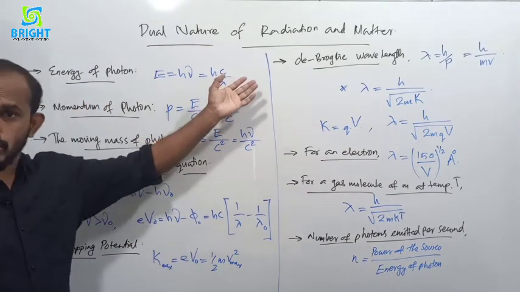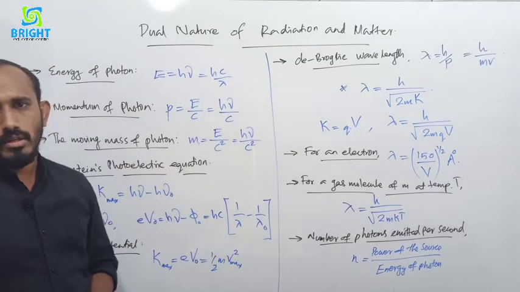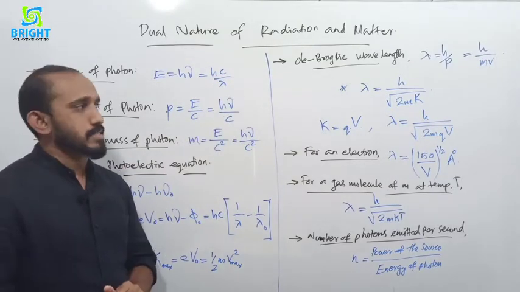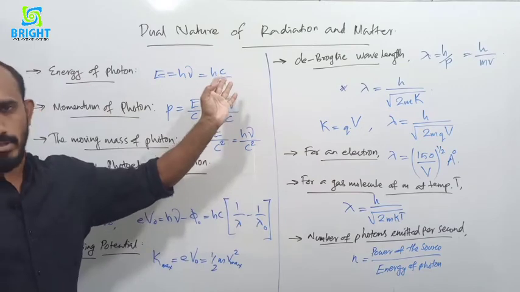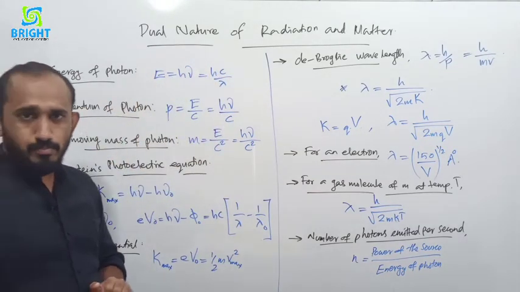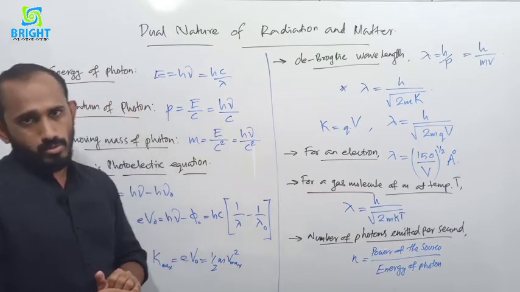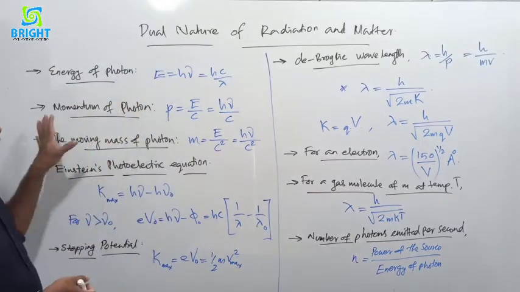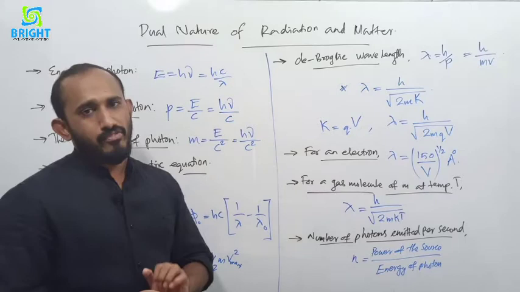Of course, the SI unit of energy is joule. Frequency is in hertz or per second, and lambda has the unit meters. Planck's constant h has the value 6.63 into 10 raised to minus 34. Now, what is the momentum of a photon?